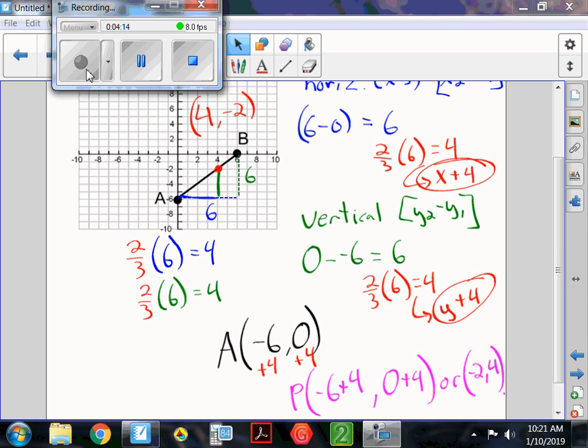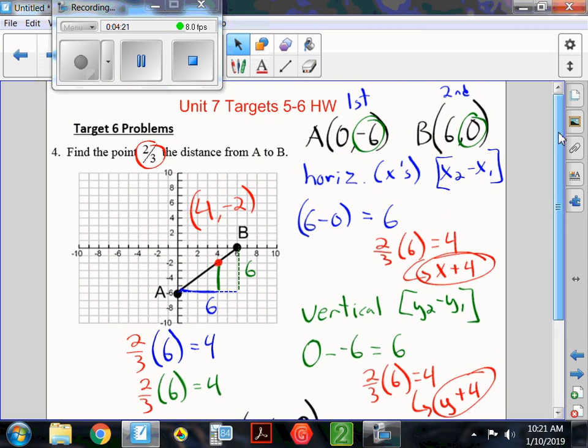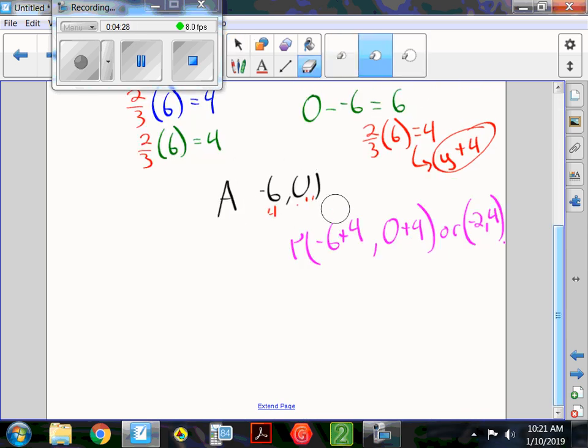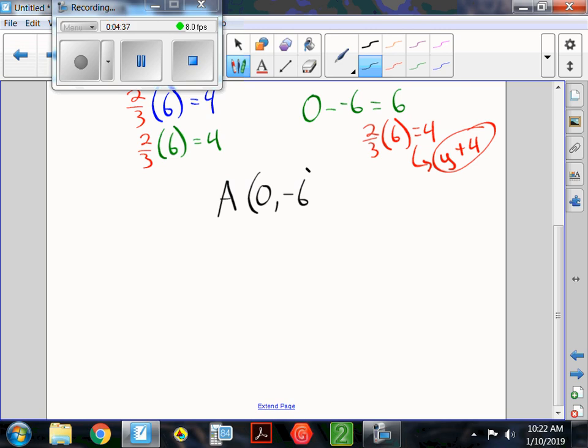Now I immediately checked that with the graph that I did, and I realized I did make a mistake. When I wrote down A as -6, 0 on the bottom, I actually made that wrong, because A, we said, was 0, -6. So I made that mistake. So I'm just going to erase this part and fix that. So A, we said, was 0, -6. We're going to add 4 to the x and add 4 to the y. And so the point that I want, that's going to be 2/3 of the way, is going to be at 4, -2.